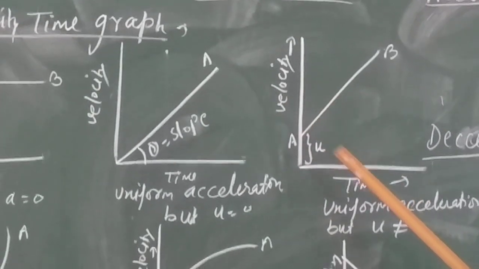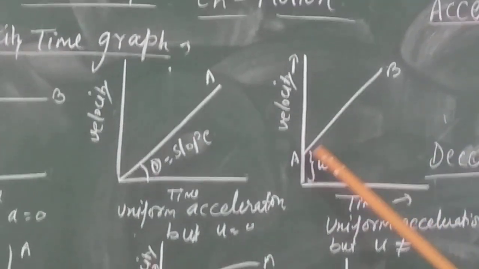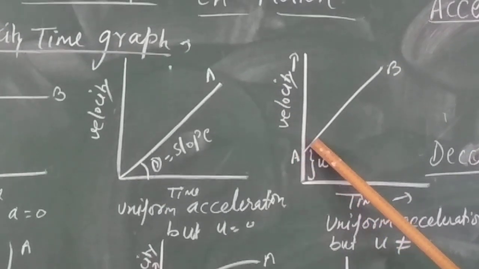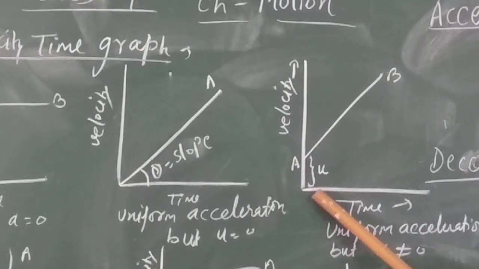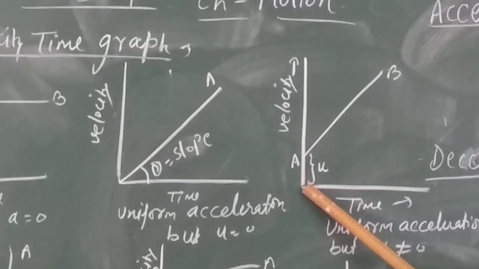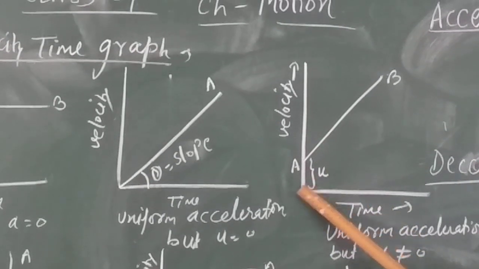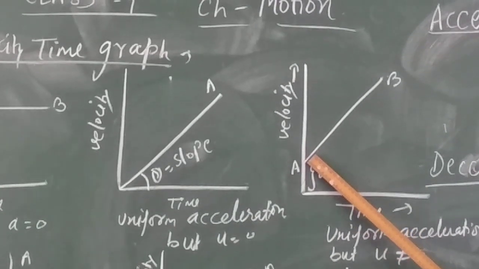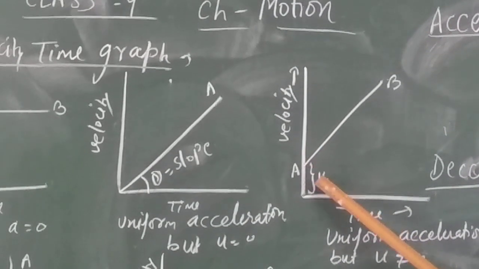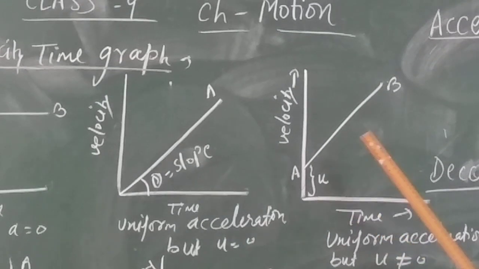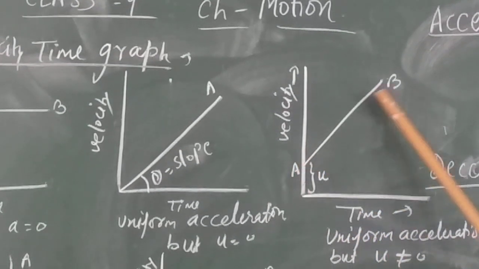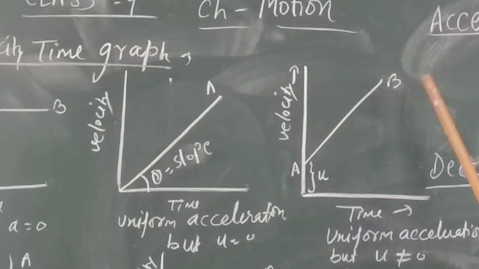In another graph, again we plot velocity against time, but this graph starts from some point A. This graph is not from the origin O, so there is some initial velocity, because at this time there is velocity. At point A there is a certain velocity. This initial velocity is represented by u, meaning the body starts from initial velocity u. And we get a straight line, it means uniform acceleration.